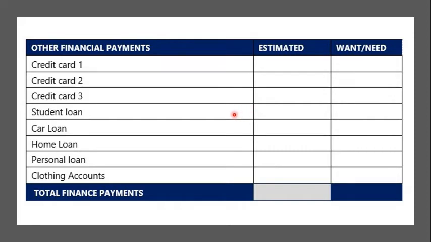Student loan, if you have it, how much do you pay? Car loan is only applicable if you have your own car. Home loan here will only be completed if you did not do it in the expenses or the deductions column. Personal loan, if you have it. Clothing accounts. Total finance payments.